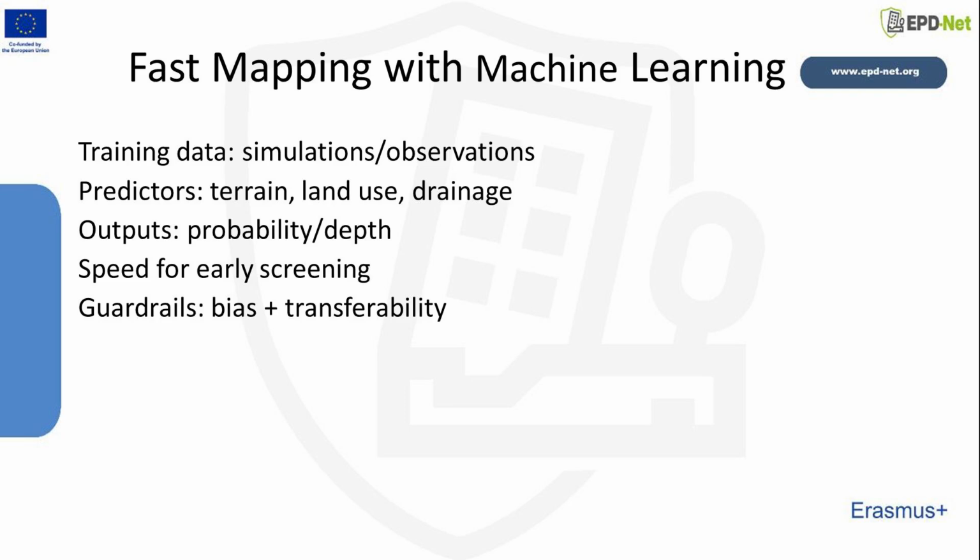Fast mapping methods aim to produce useful flood maps quickly, especially when detailed modeling is too slow or data-hungry. Machine learning approaches, such as random forest models, can learn relationships between observed flood patterns and predictor variables like topography, land cover, drainage density, and rainfall characteristics. The advantage is speed and the ability to integrate many variables. The risk is transferability. Models can perform well in one city or event but fail when the context shifts.